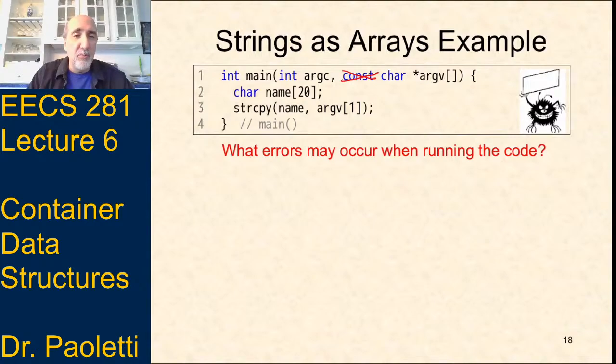However, this code is full of bugs. One thing that could happen is, what if they didn't put anything on the command line? Then argv of 1 shouldn't even exist. If they didn't put anything on the command line, argc should be 1, because argv of 0 is always the name of the running program.